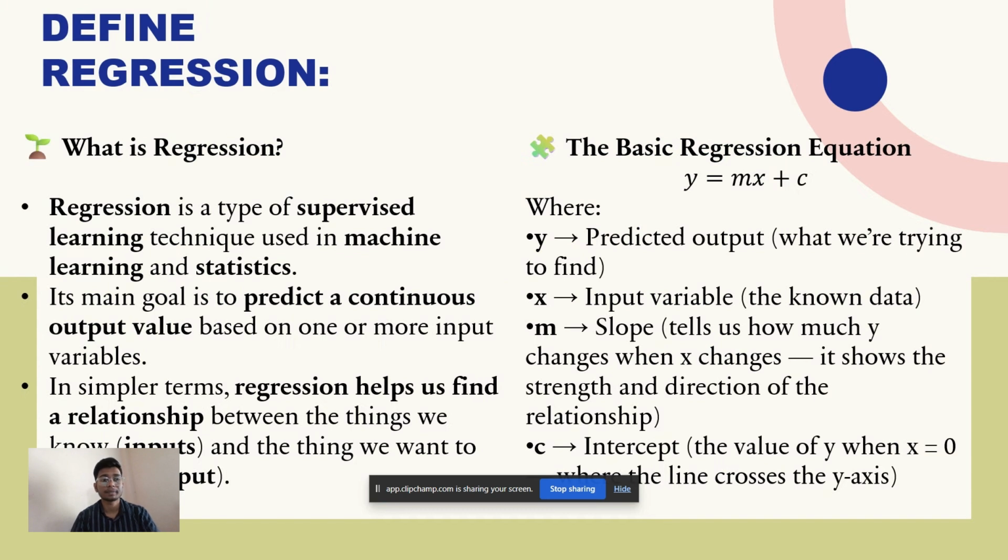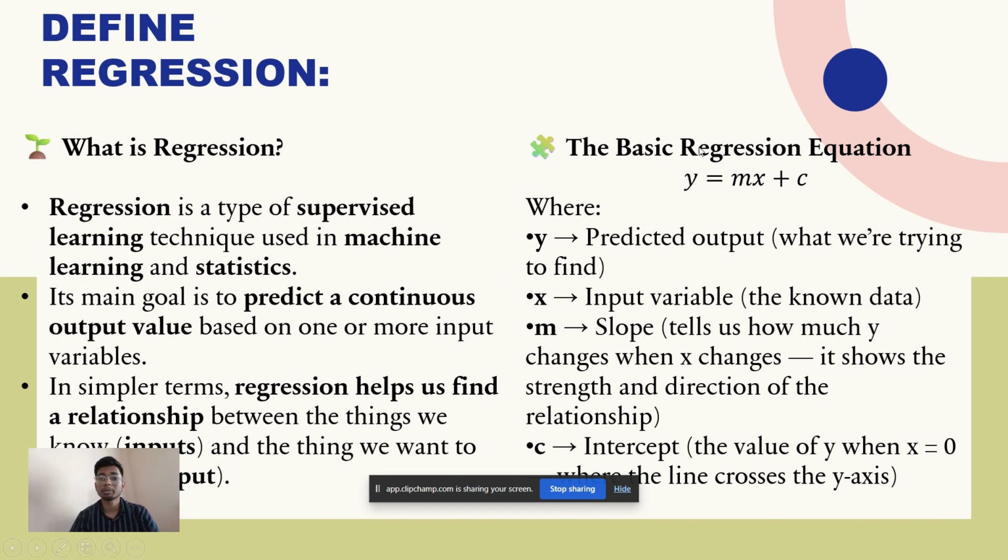What is regression? Regression is a type of supervised learning technique used in machine learning and statistics. Its main goal is to predict a continuous output value based on one or more input variables. In simpler terms, regression helps us find a relationship between things we know, that are inputs, and the things we want to predict, that are outputs.